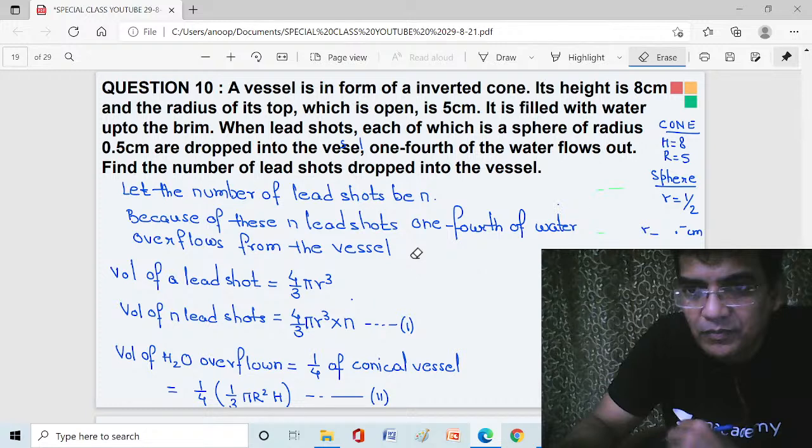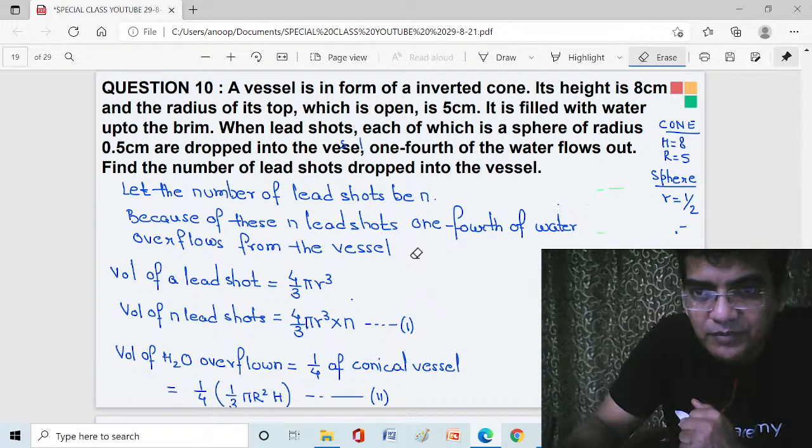So let's see how we are going to equate these. Okay, now let's equate these two. So how will we be equating? We will be equating these two. Volume of n lead shots is equal to volume of water overflown. So I will use some other color for this, so it won't get mixed up over here.